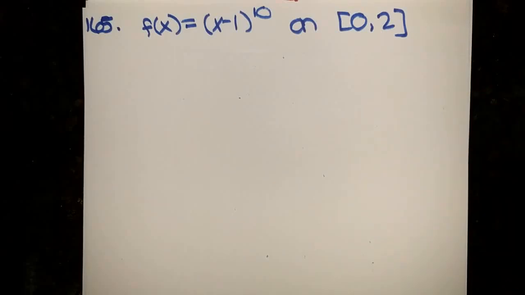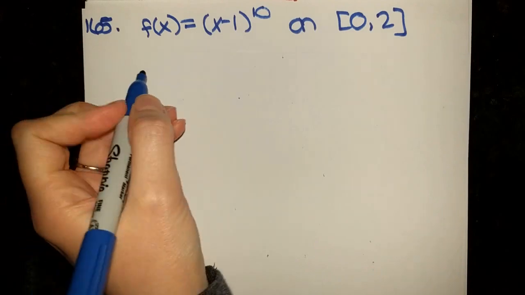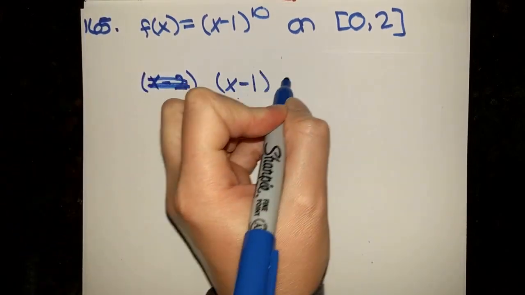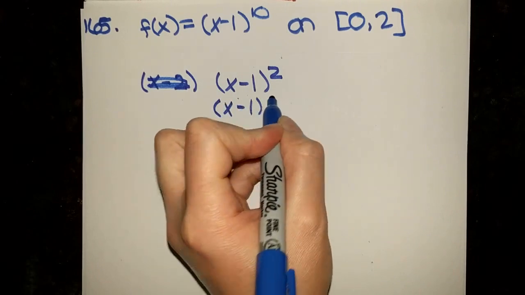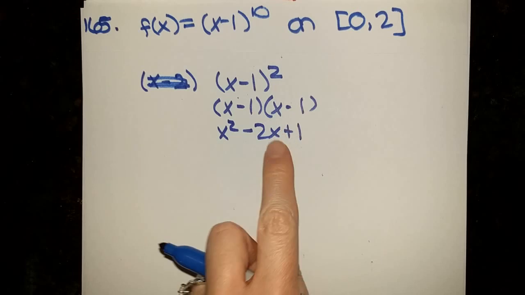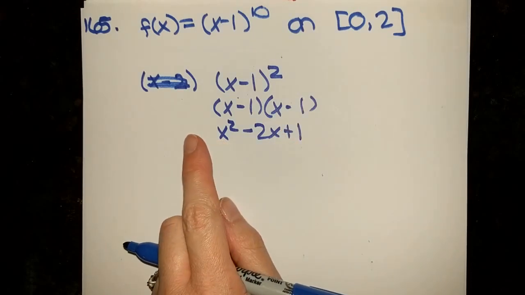First thing is (x - 1)^10, that is a polynomial. And if it takes some convincing for yourself, think about if it was (x - 1)^2. You would FOIL this out, and when you FOIL it out, you get x^2 - 2x + 1. And hopefully when you look at that, you're like, okay, I have a polynomial.